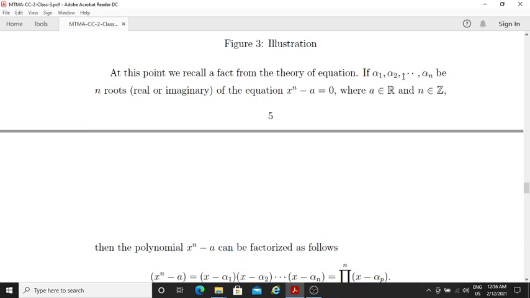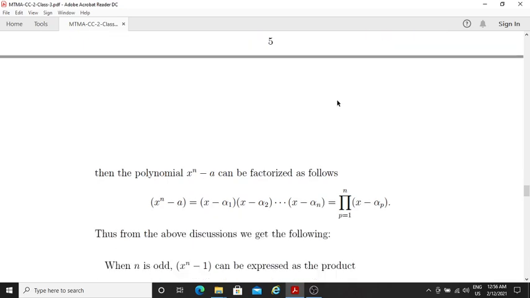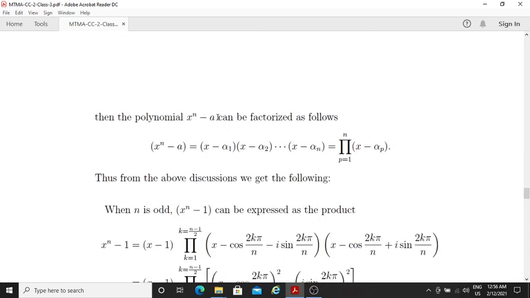So suppose alpha 1, alpha 2, ..., alpha n are the n roots of an n-degree equation. You must have heard that any n-degree equation has n roots. A quadratic equation has 2 roots, a cubic equation has 3 roots. Similarly, any n-degree equation will have n roots. Then x to the power n minus a can be factorized in this fashion: x to the power n minus a can be written as (x minus alpha 1) into (x minus alpha 2) into ... (x minus alpha n), as n factors.